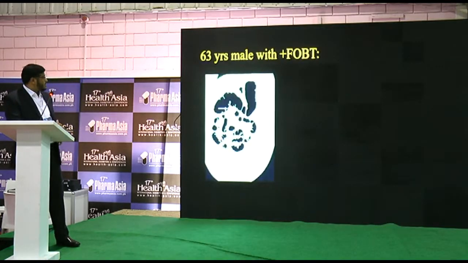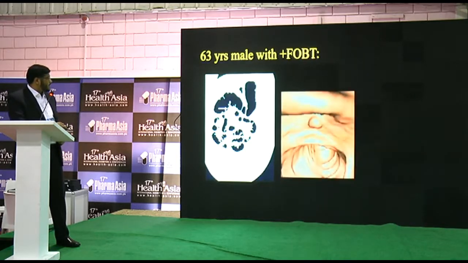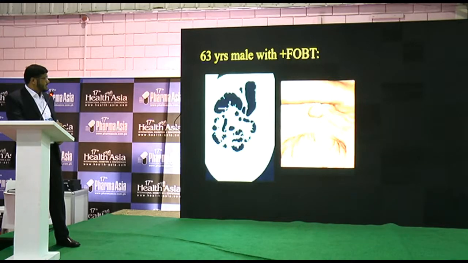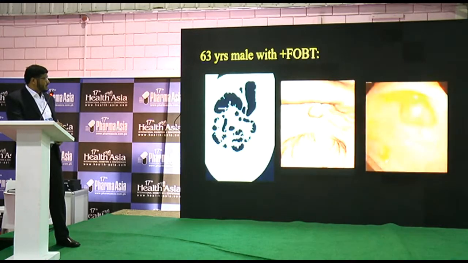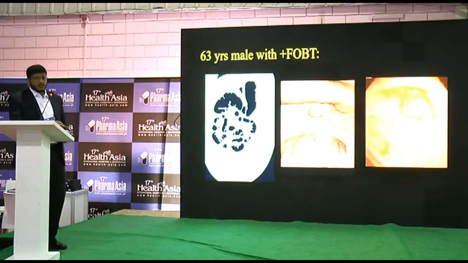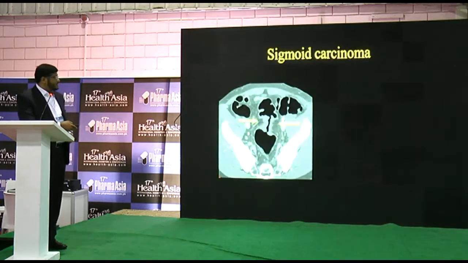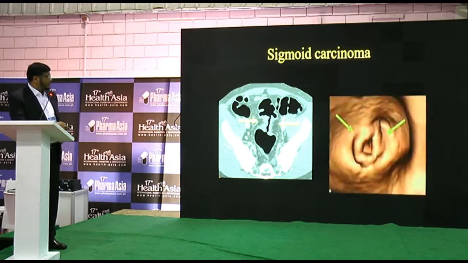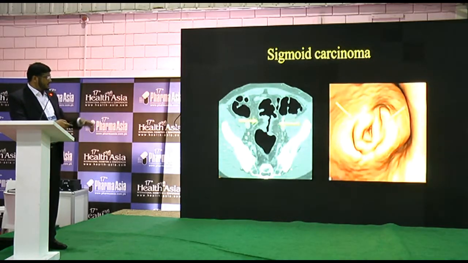So this is another case of a 63-year-old male with a positive stool test, and with the arrow you can see a small polyp in the proximal transverse colon. On CT colonography, there is a small sessile polyp, which can be appreciated on optical colonoscopy with the same result. This is a sigmoid carcinoma, a large annular constricting lesion in the sigmoid colon, and CT colonoscopy shows this constricting lesion well.